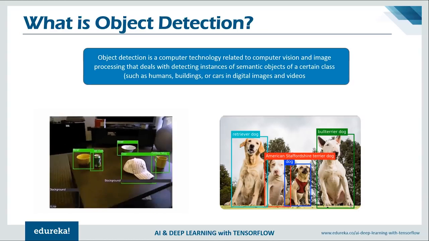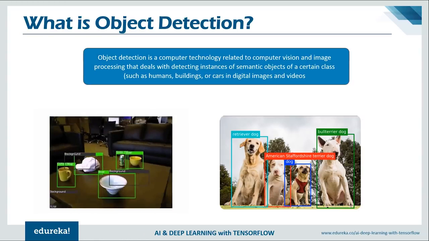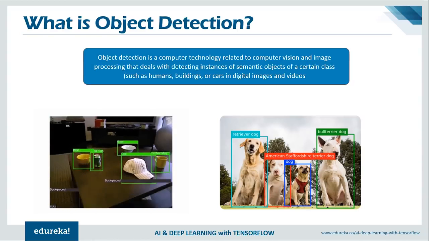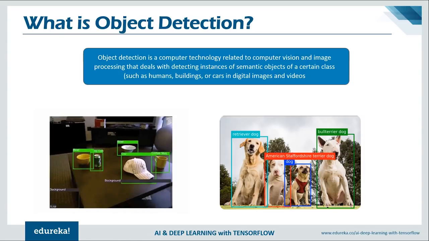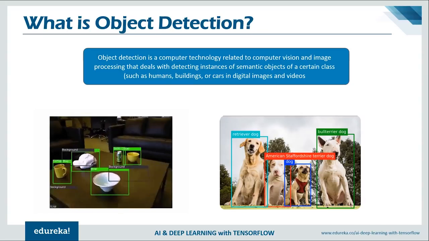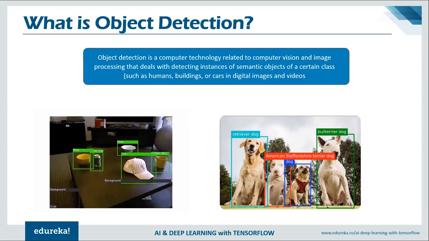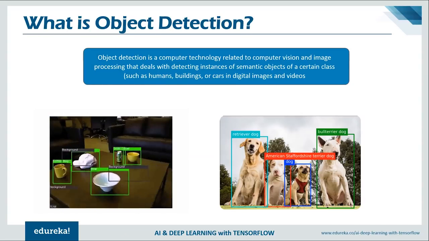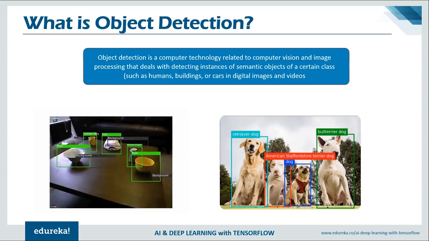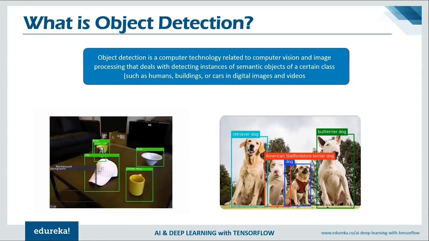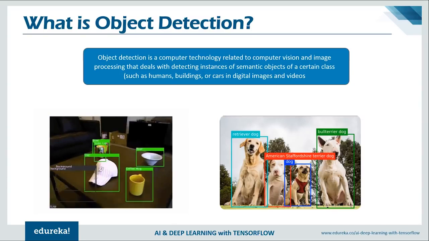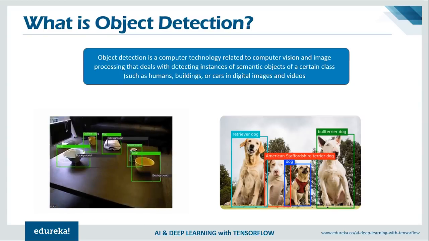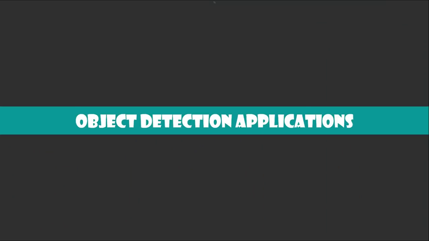Object detection is the process of finding instances of real-world objects such as faces, bicycles, and buildings in images or videos. Object detection algorithms typically use extracted features and learning algorithms to recognize instances of an object category. It is commonly used in applications such as image retrieval, security, surveillance, and advanced driver assistance systems, which is known as ADAS. Now let's have a look at a few of the object detection applications.